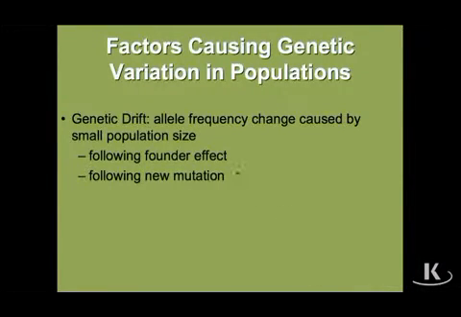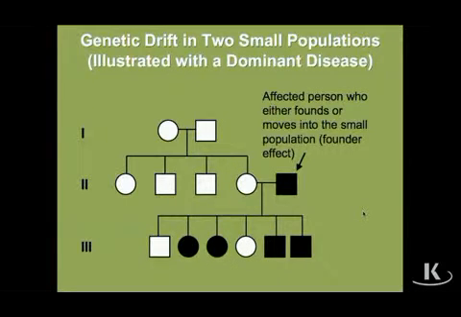In your book, they will apply genetic drift to the founder effect and to new mutations as well. Here is a pedigree showing what may happen with the founder effect. The founder effect means that a particular person with a genetic disease moves into an area and either founds or contributes significantly to the population that results in that area. In this case, the founder has an autosomal dominant genetic disease.